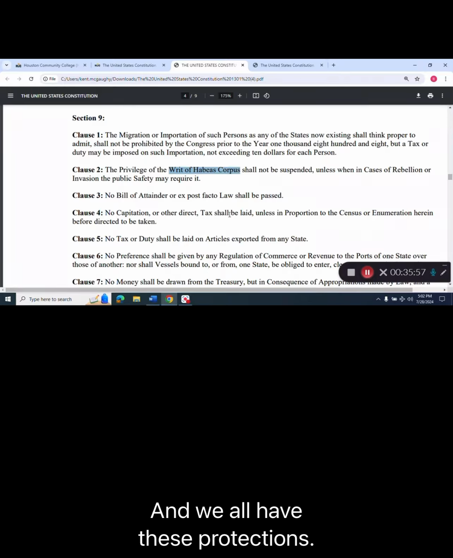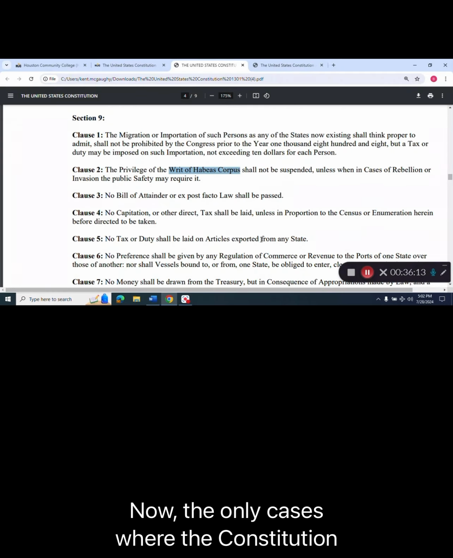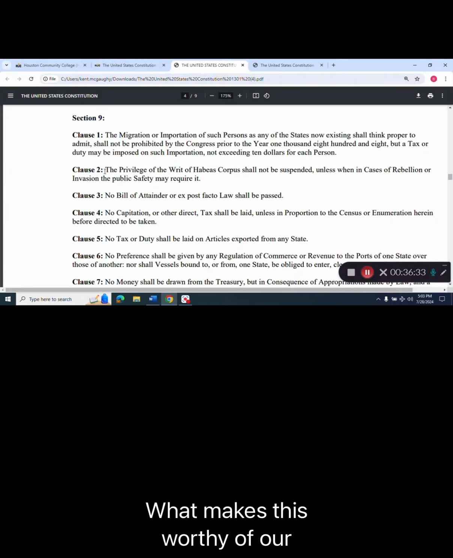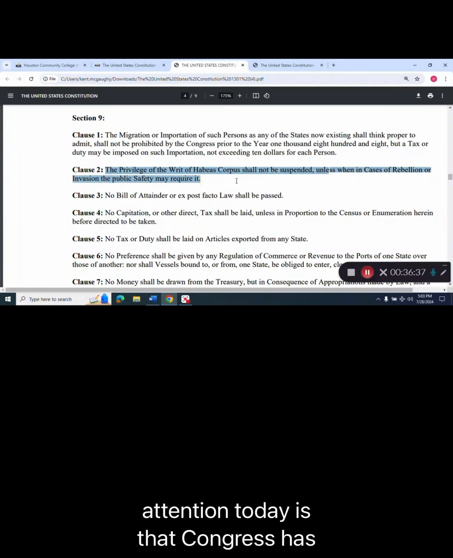And we all have these protections. All persons have these protections as long as the writ of habeas corpus hasn't been suspended. Now, the only cases where the Constitution allows it to be suspended is, again, in cases of rebellion or invasion. And even then, only if the public safety may require it. What makes this worthy of our attention today is that Congress has suspended the writ of habeas corpus.